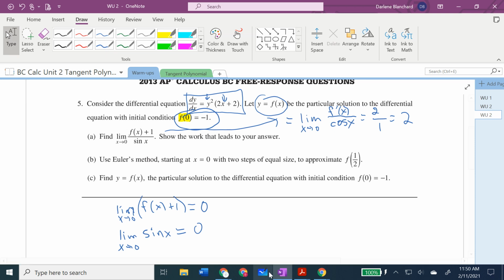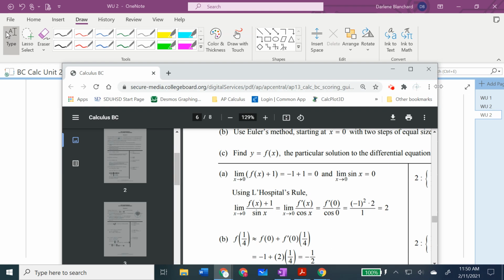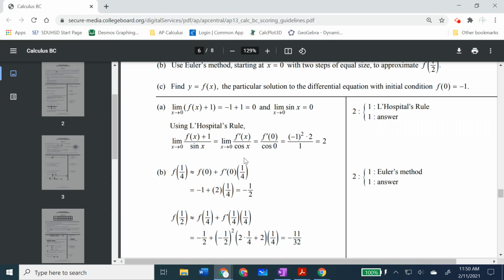And then I'm going to bring the answer key up to show that that is worth 2 points. 1 point for using L'Hopital's rule. But to get that 1 point, understand you have to say these two things. Then you have to get to this point. From there, the answer is 1 point, but you cannot get the answer point without doing all of the L'Hopital work.